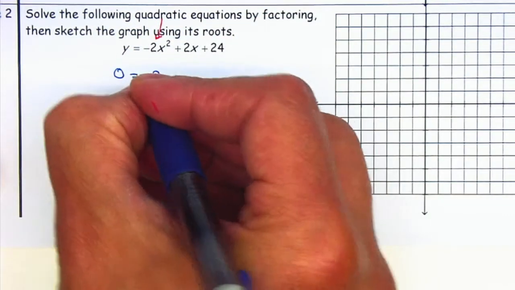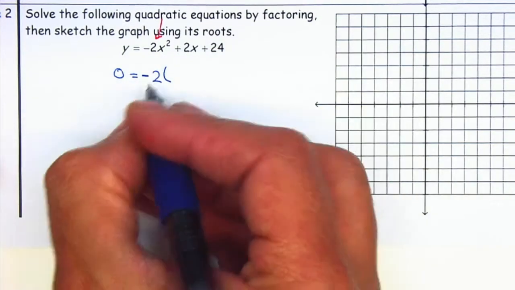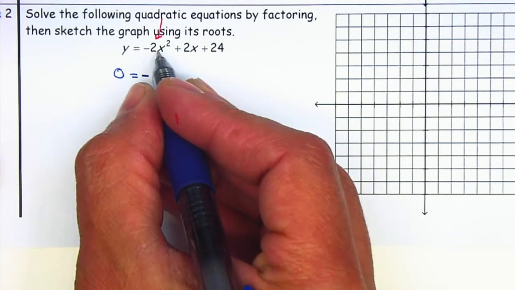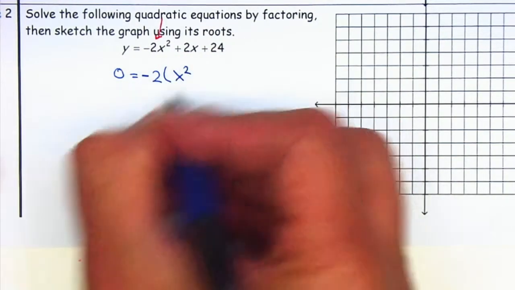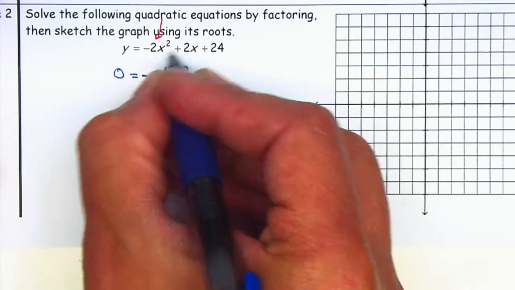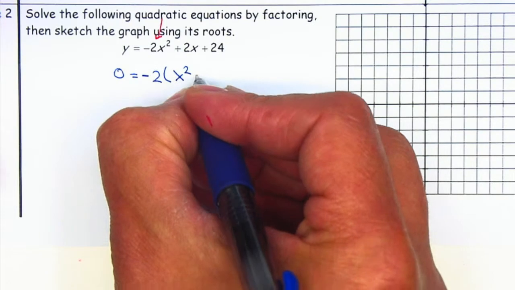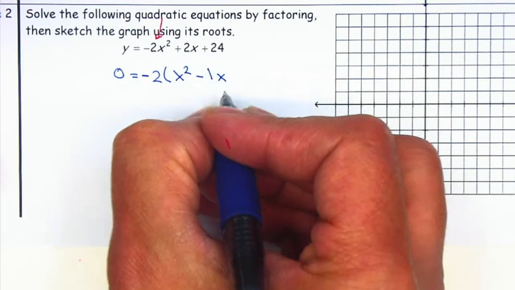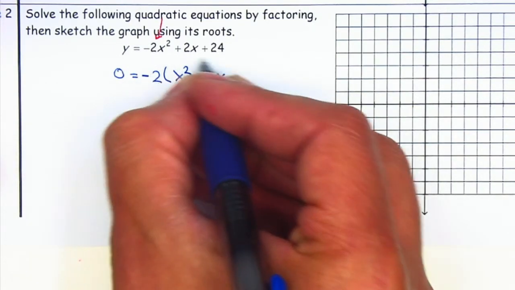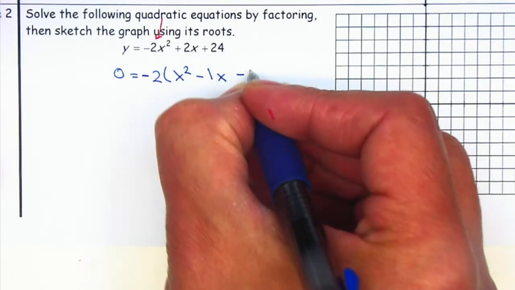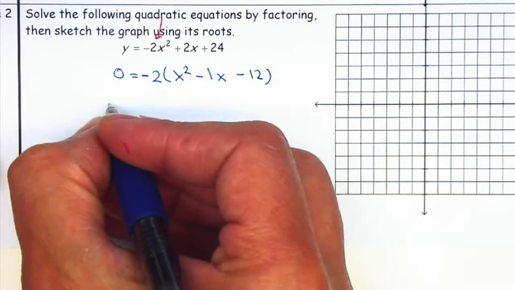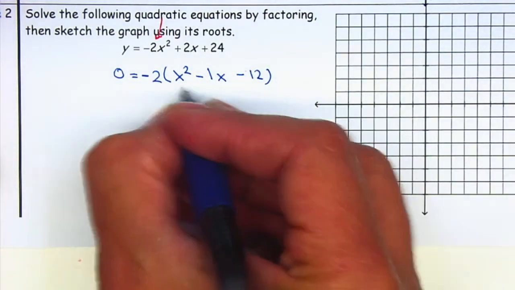What do I need to multiply negative 2 by to get negative 2x squared? X squared. What do I need to multiply negative 2 by to get positive 2x? Negative 1x. What do I need to multiply negative 2 by to get positive 24? Negative 12. Now, I'll need to continue to factor this out.